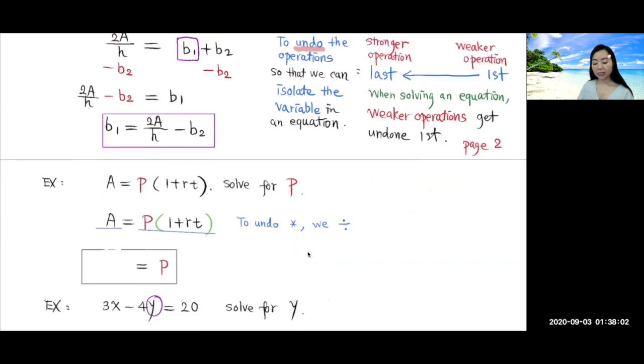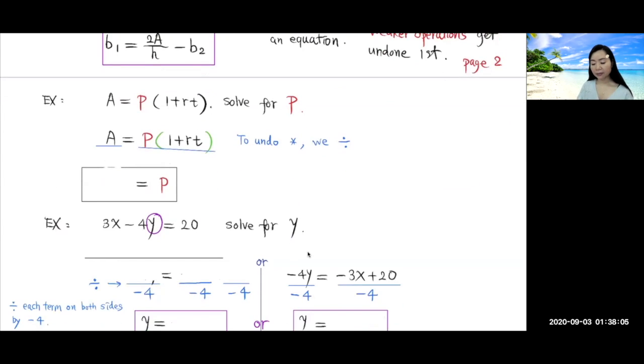Okay. Now the next example, this is another formula. We try to solve for P. To solve for P here, notice that it has multiplication with this whole thing in the parentheses. So we need to undo this multiplication to get this P all by itself. So to undo multiplication, we divide. So I'm going to divide both sides by this whole thing inside the parentheses. So divide by 1 plus RT on both sides. So that will divide out. Now over here, P is equal to A over 1 plus RT.